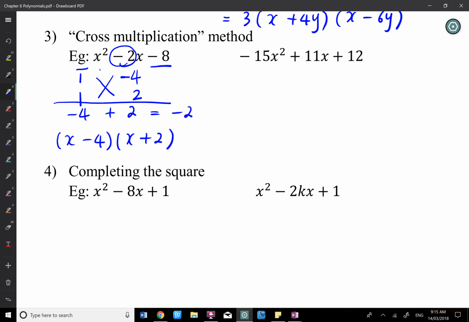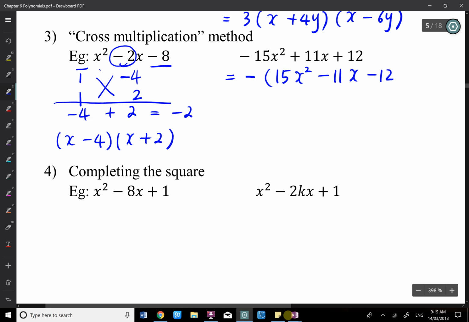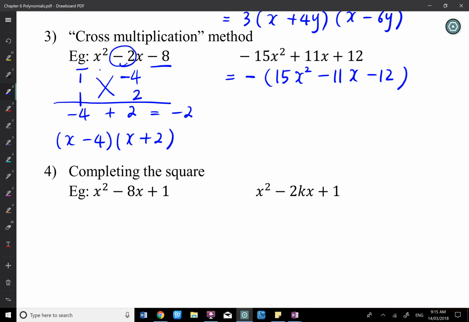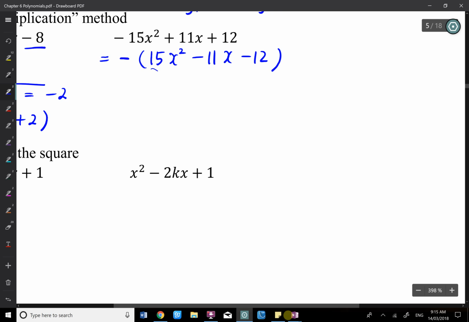But it's a bit hard to write this one. For this one, I would like to take the negative out first, because I want to see a positive x squared. So I will try to factorize the thing in the middle. Okay, I'm trying to factorize this one.